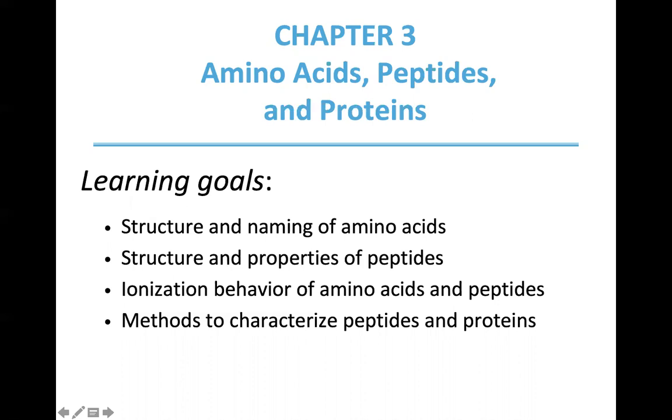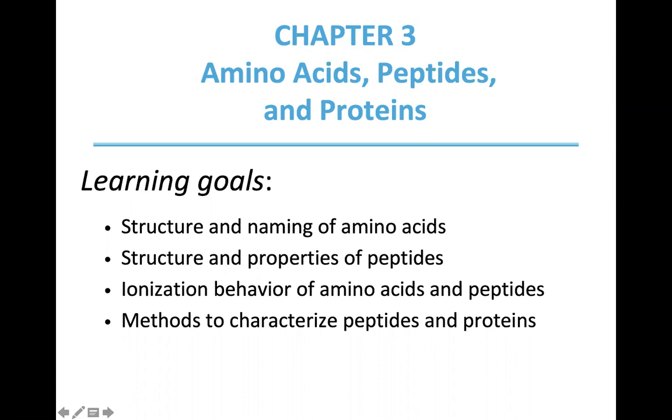Then, some of these amino acids are useful by themselves, but most of them are only useful as part of peptides. Peptides are small proteins, so we're going to learn about those. We're also going to learn about ionization behavior, which is very important. Many of these amino acids have carboxylic acid side chains, and many of them have basic side chains. Those will dictate the properties of the proteins because the proteins will be charged, and some groups will be protonated, some not protonated.